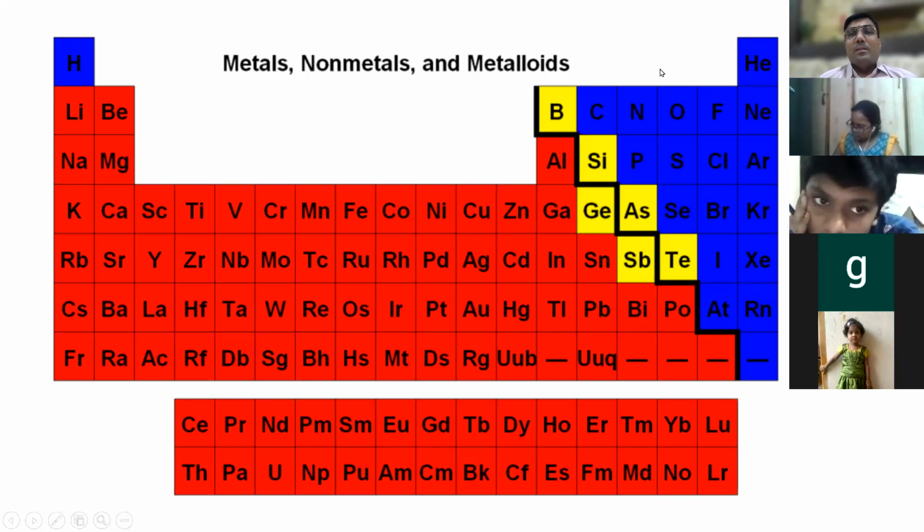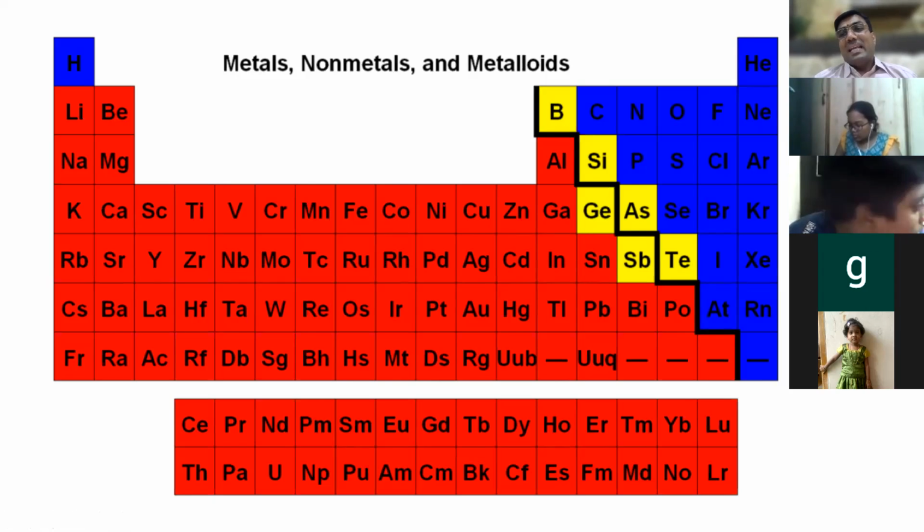Now have a look here, students. What are these yellow parts? Boron, silicon, germanium, arsenic, antimony, tellurium. What are these, students? Metalloids. So what is a metalloid? We will see in the following slides. So I hope you are very clear about metals, non-metals, and metalloids classification in the periodic table.